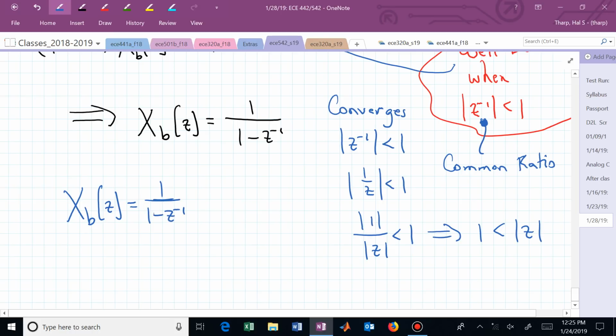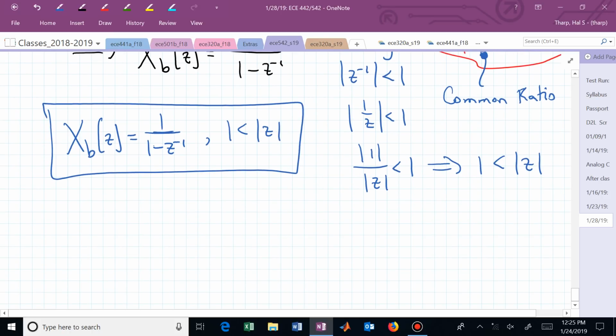So this is now what we have for the discrete time unit step Z transform. This is going to be true as long as the magnitude of z is bigger than 1. And again, in this class we might prefer to write these ratios of powers of z in terms of positive powers of z, so we can multiply both top and bottom by z, and we end up with an equivalent z transform expression.